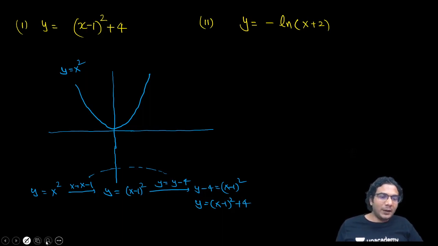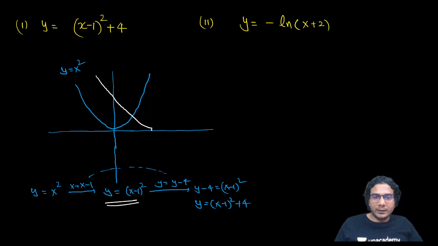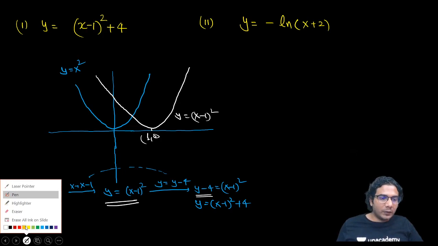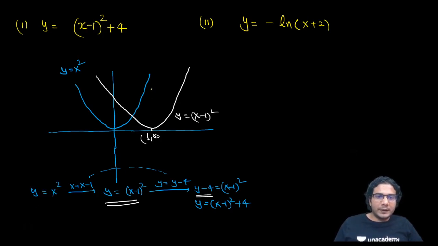Okay, so first what will happen, because you're replacing x by x minus a, the whole graph will shift. This is the second part I'm plotting. The whole graph will shift towards right by 1 unit. All right, so this is 1 comma 0, and this is the graph of y is equal to x minus 1 the whole square. Now when you're replacing y by y minus 4, the whole graph will go up by 4 units. So now this vertex, which is 1 comma 0, will go up, and it will be 1 comma 4 now. So this is going to be the final graph, right and up.